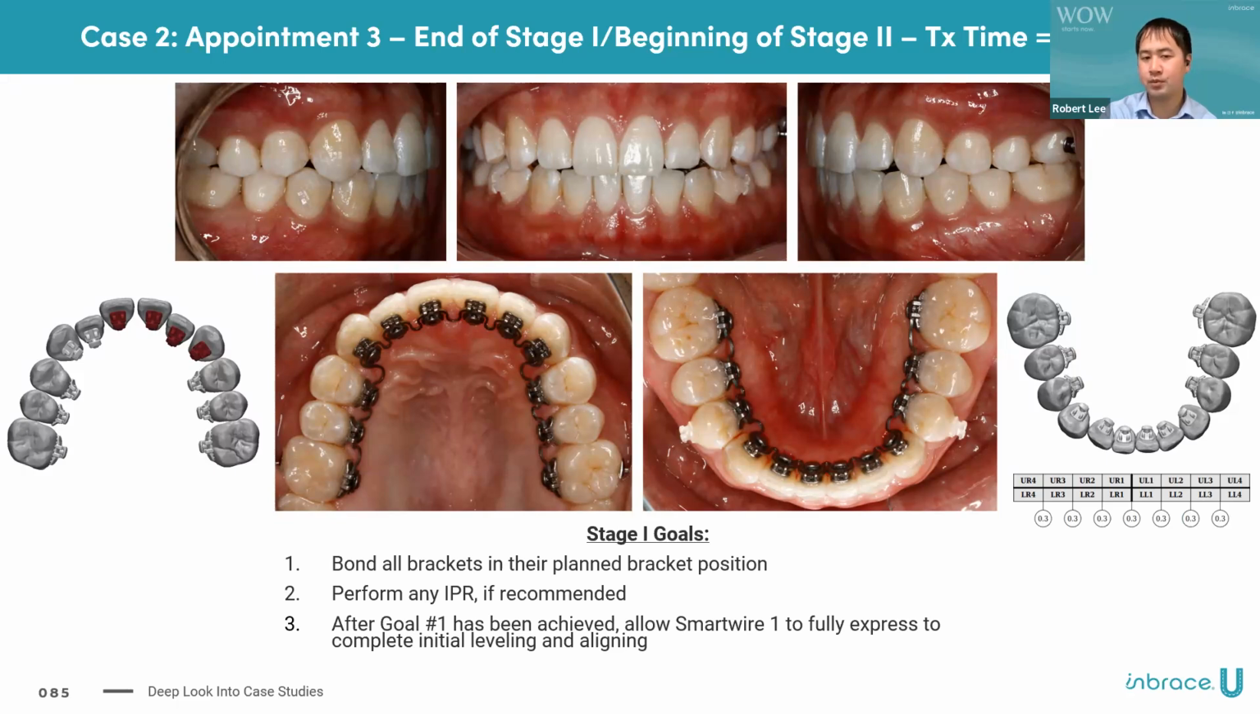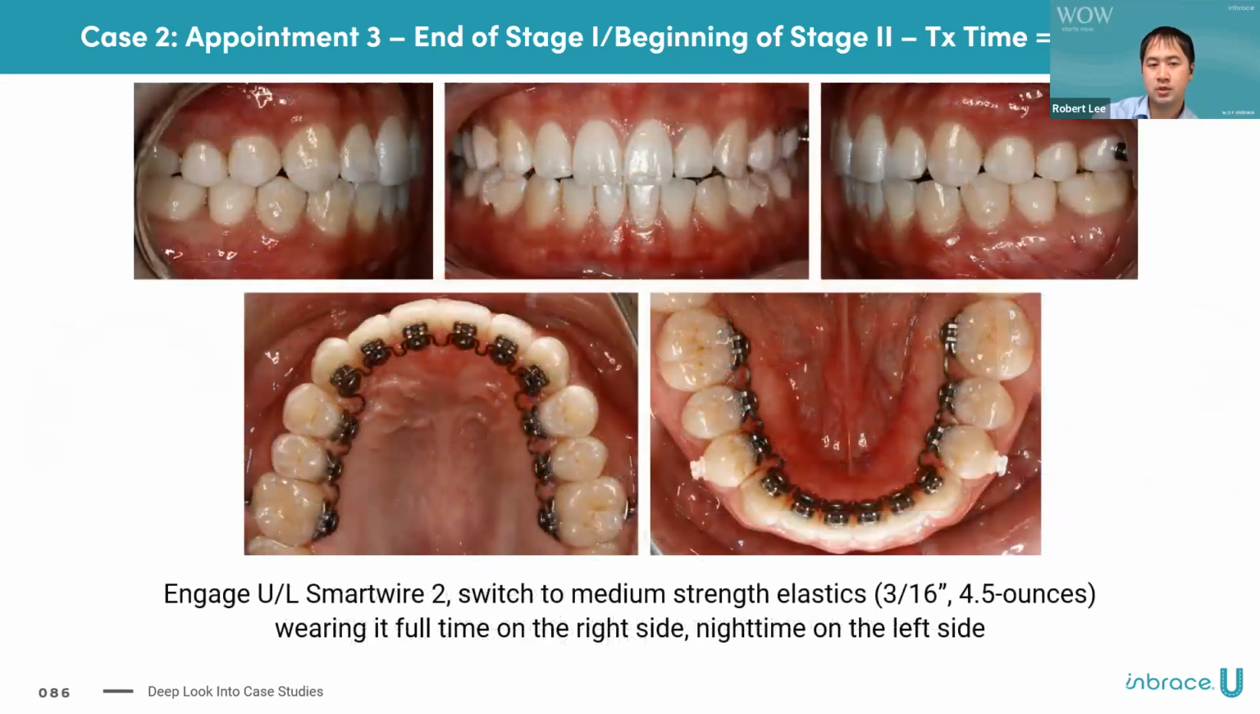All the IPR I'd already performed. I was making sure to do that early because I don't want to go into a crossbite. And so all the leveling and aligning is essentially done. So we're done with stage 1 at this point, and so we can engage upper and lower Smartwire 2. Because we're going to upper and lower Smartwire 2 and I'm still running my elastics, you can actually switch to medium strength elastics at this point.